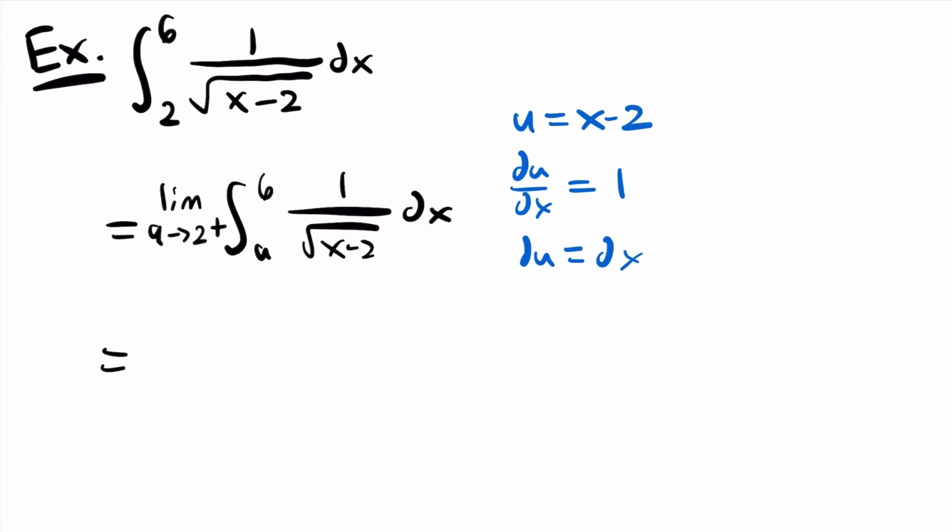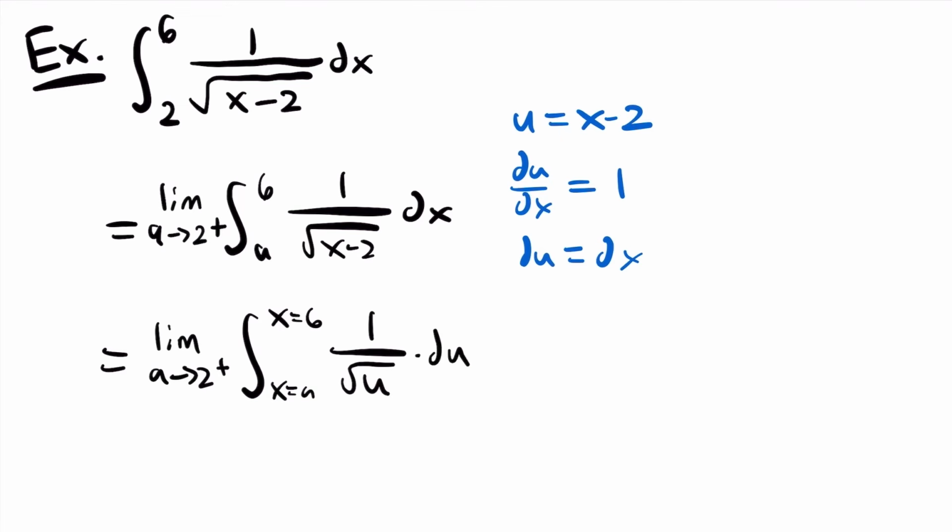So we'll have that this is equal to the limit as a approaches 2 from the right of the integral from x equals a to x equals 6 of 1 divided by the square root of u times du. Okay, so we replaced x minus 2 with u because that's what we set it equal to, and we replaced dx with du because that's what that is equal to. All right, so now let's integrate. 1 divided by the square root of u would be 1 divided by u to the 1/2 power, and then we can move that power to the numerator, and so we'll have u to the negative 1/2 power.